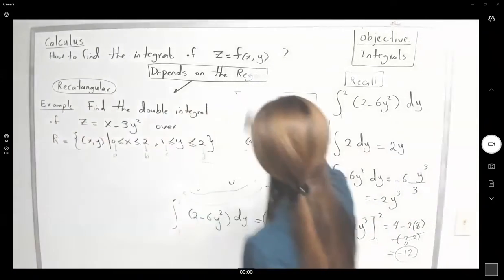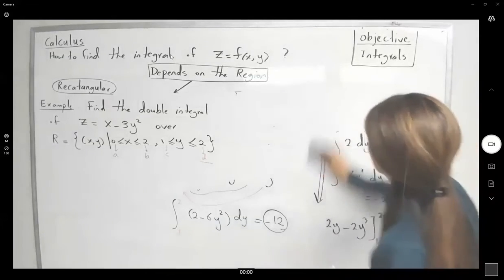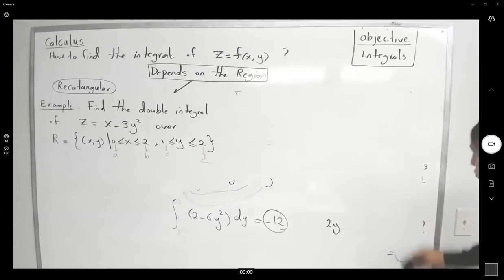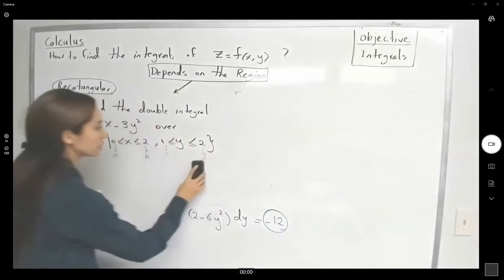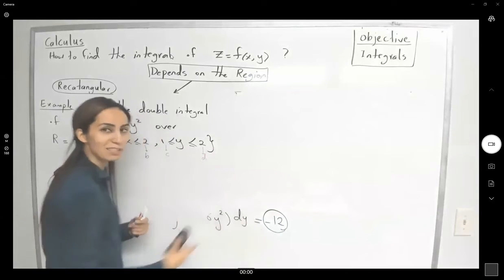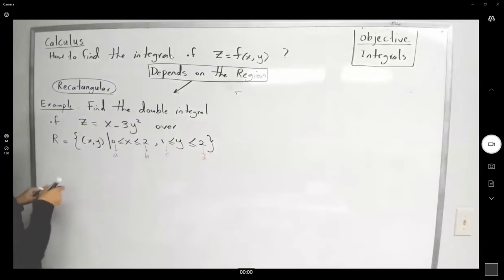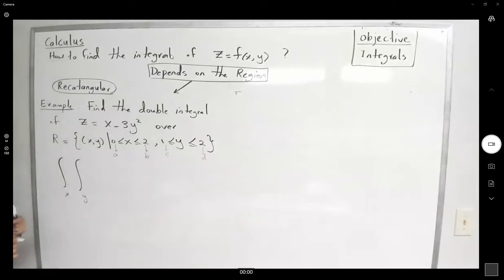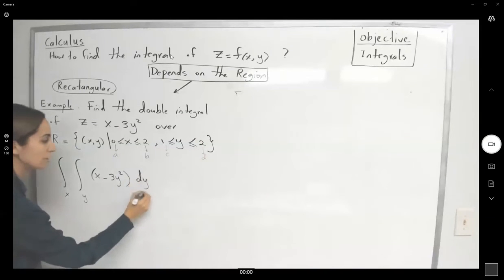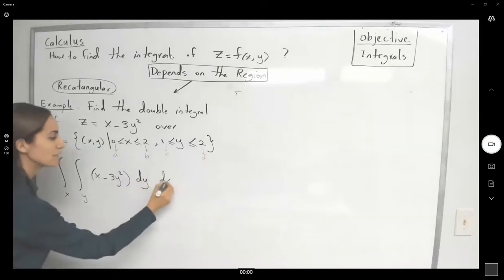So now I claim that I'm going to take the integral with respect to y first, then with respect to x, and I get the exact same answer, negative 12. Double integral. Now my inner integral is with respect to y, outer integral with respect to x. I'm going to copy down my function, x minus 3y squared. Take the inner integral with respect to y. Take the outer integral with respect to x.